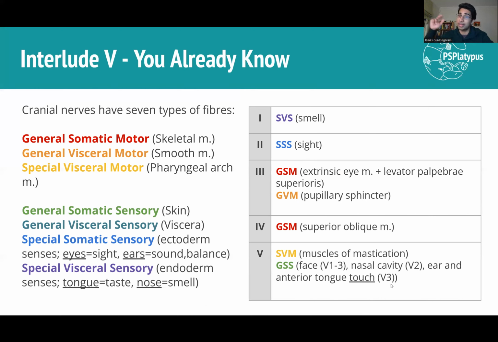So again, ophthalmic, maxillary, mandibular, and then your general sensation is everything else. So even though it comes from a lot of different places, you can remember it as touch only. So even when it comes from the tongue, it's not carrying taste, it's carrying touch.